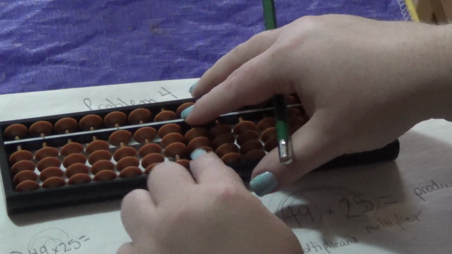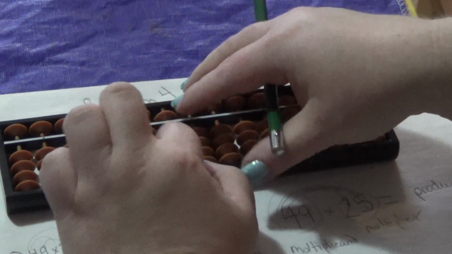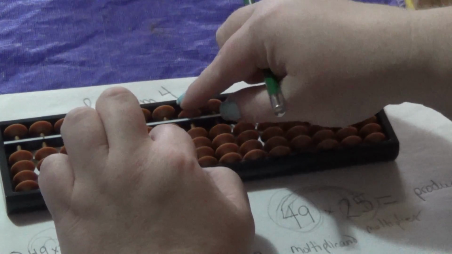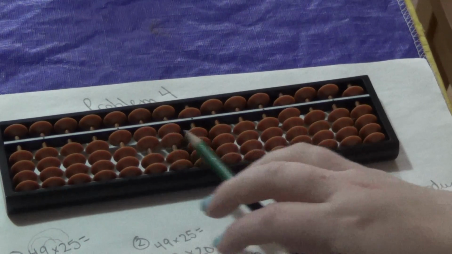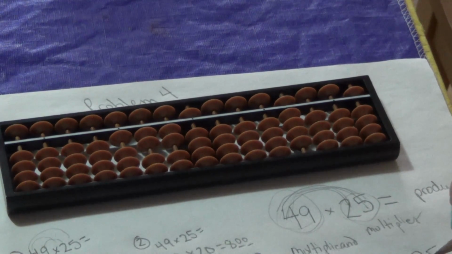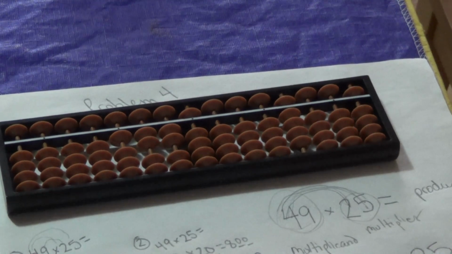40 doesn't fit, so we need to move it over. We actually need to use a dime exchange to do it. So 40 and then our 5. And we now have our answer, 1,225, which matches our earlier work, pencil and paper work.